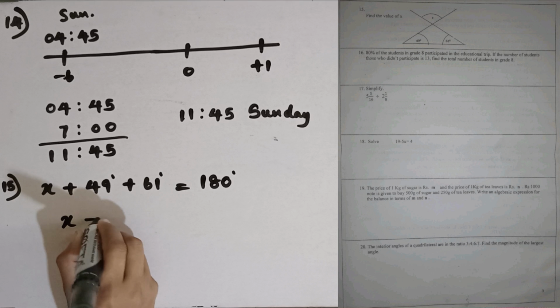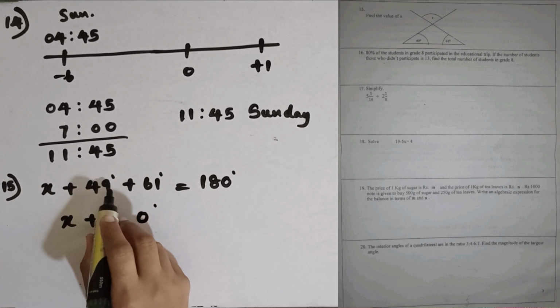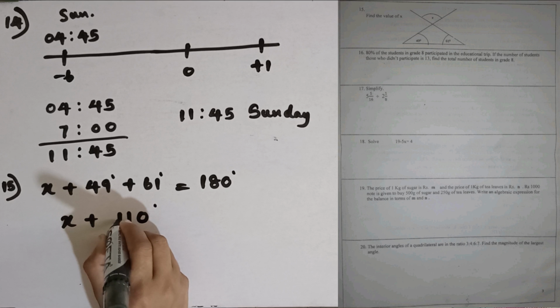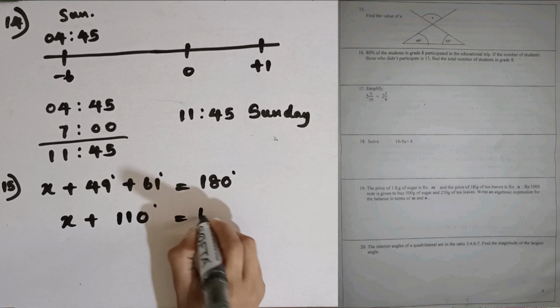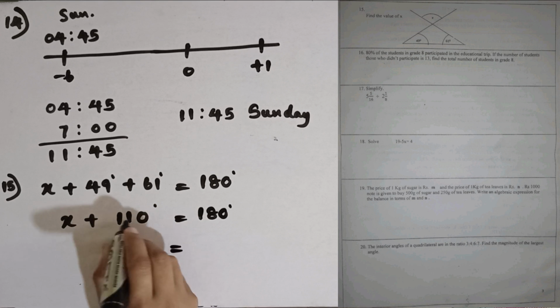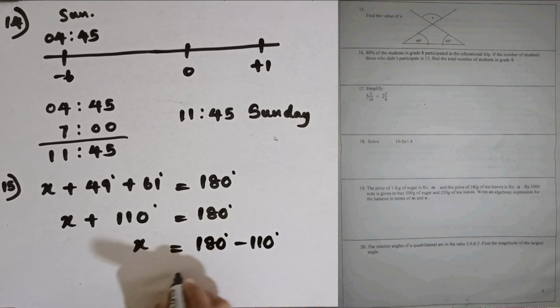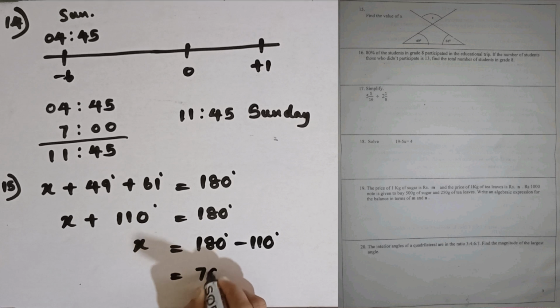So x plus, what is the addition here now? 110 degrees is equal to 180. Then x is equal to 180 minus 110. Then the magnitude of x is 70 degrees.